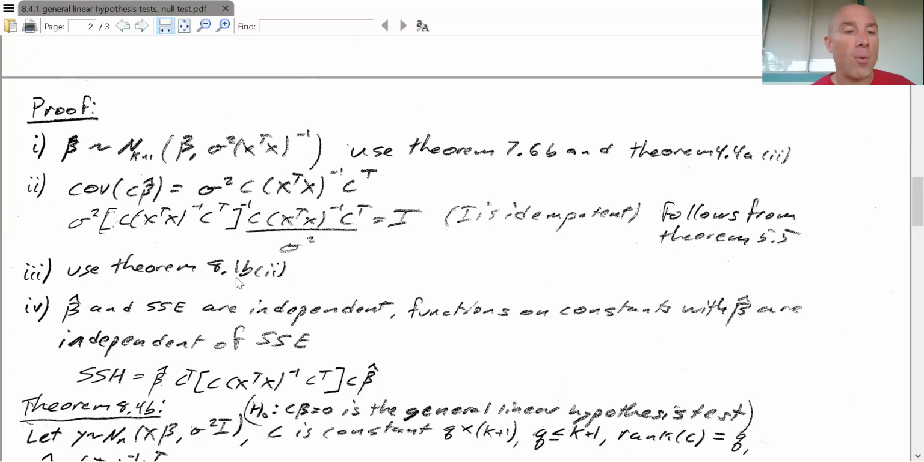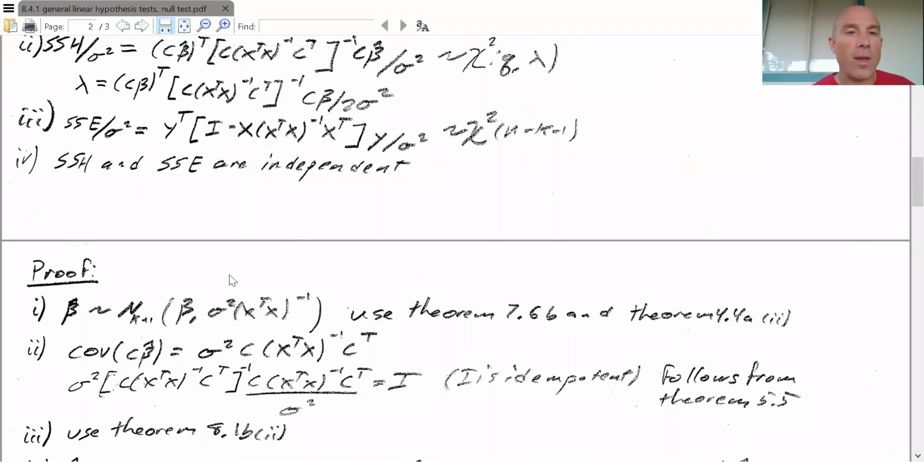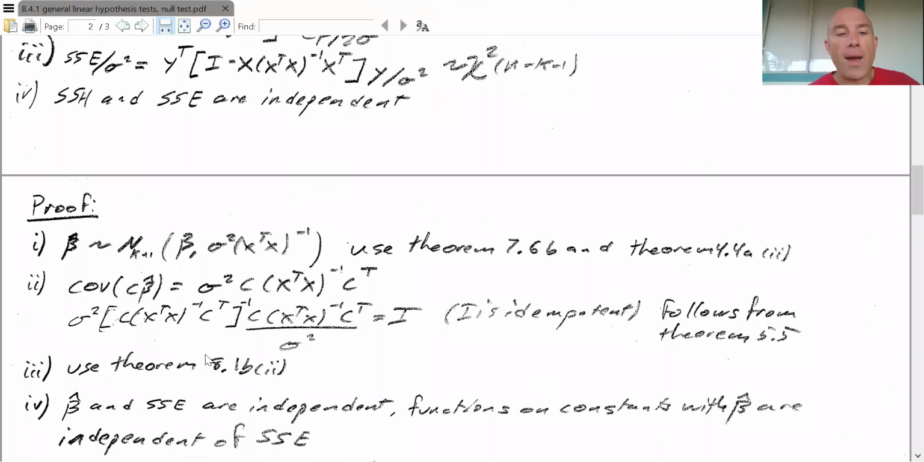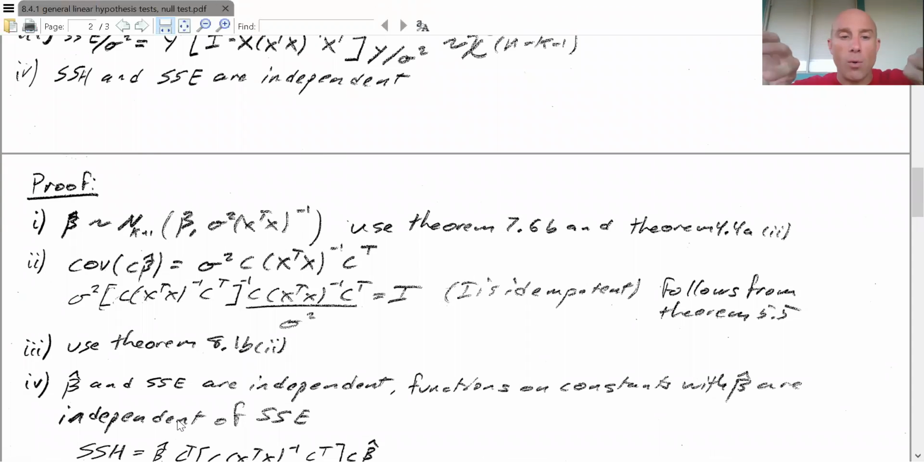8.1 gives us the next part. What was the next part? The next part was sum of squares error. Yeah, this has already been established pretty well at this point. And independence just comes from the fact that beta hat and sum of squares error are independent. And so any function of those are also going to be independent, as long as things are broken up correctly.